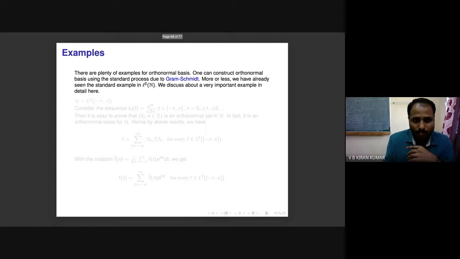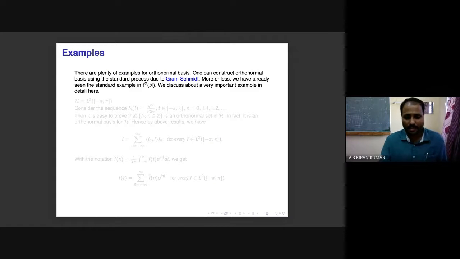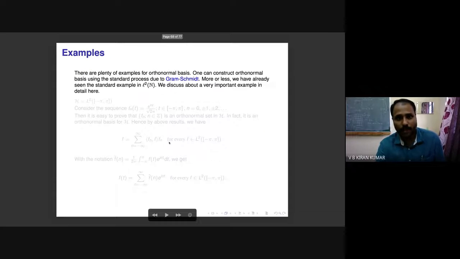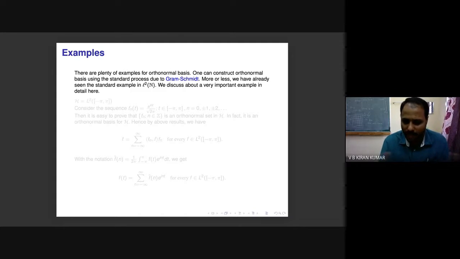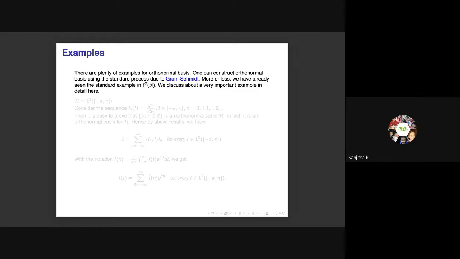So now, let me simply explain these examples, but maybe I will give them to you. There are plenty of examples of orthonormal bases. In fact, an orthonormal basis can be constructed using something called the Gram-Schmidt process. Some of you might be familiar with that. From any linearly independent set, you can construct an orthonormal basis using the Gram-Schmidt process.